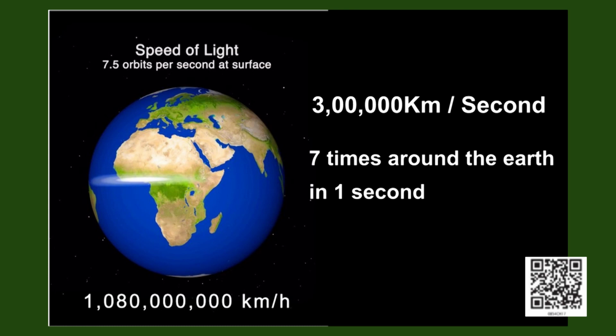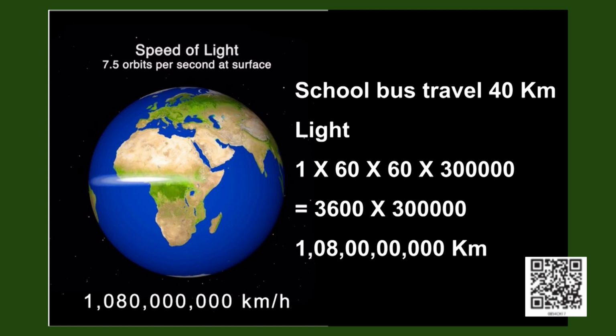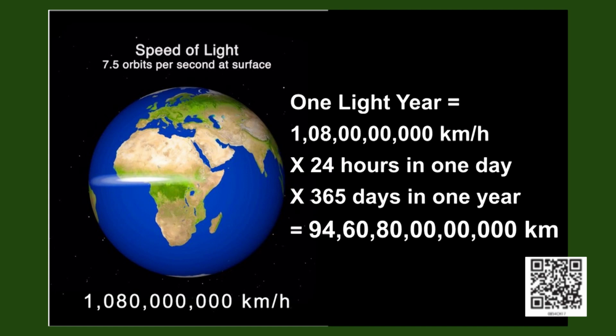So, by the time your school bus travels 40 kilometers, light would have travelled 3 lakh into 3600, which is 108 crore kilometers. We get this number by multiplying the speed of light by the number of seconds in an hour. So, 1 light year equals 108 crore into 24 hours into 365 days, which is this huge number that is shown on the screen. Look how huge this number is.